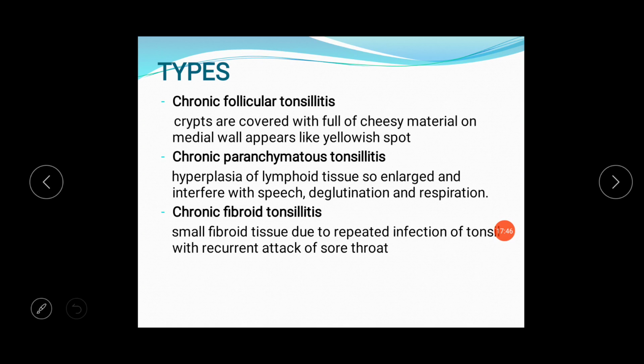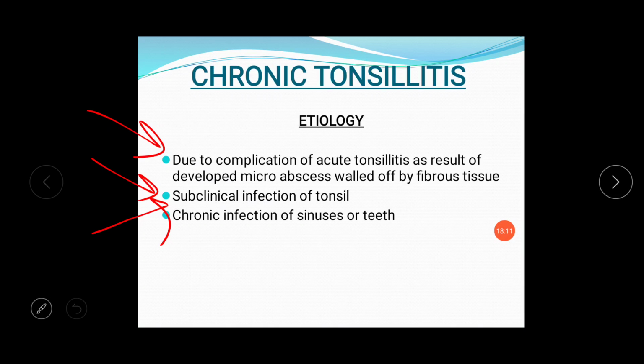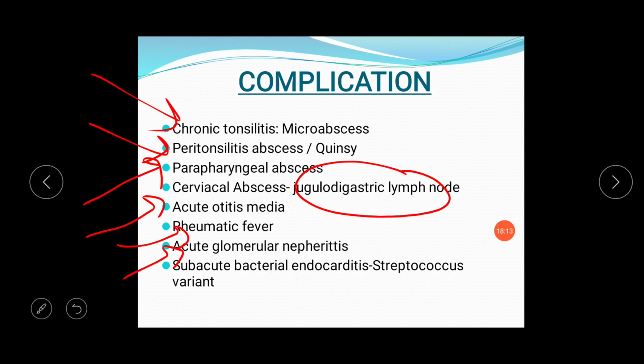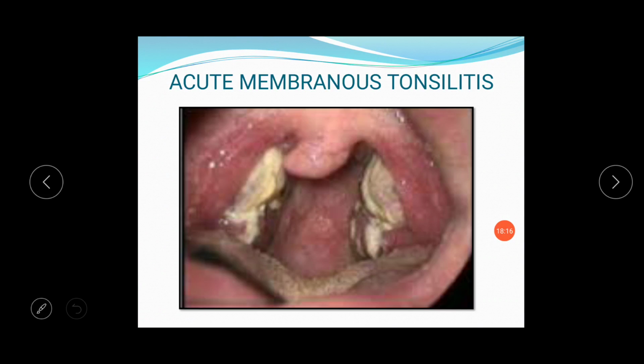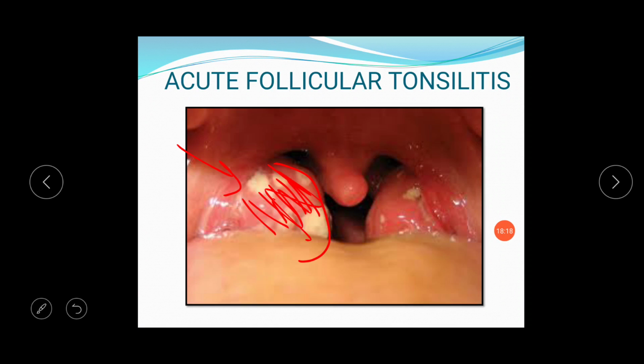The medial surfaces of both tonsils will meet with each other in the oropharynx, and that is known as kissing tonsil, and they interfere with speech, deglutition and respiration. Chronic fibroid tonsils are small fibroid tissue due to repeated infection of the tonsil, and there will be recurrent attacks of sore throat associated with it. In chronic parenchymatous tonsillitis, there will be an increase in the size of the tonsil.